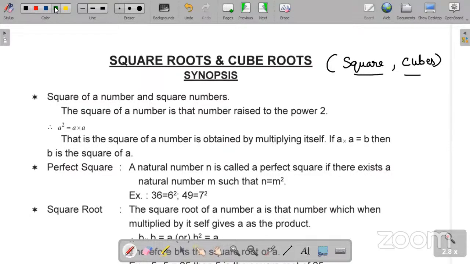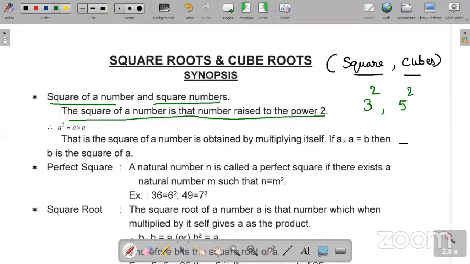Here, see, the square of a number and square numbers. The square of a number is that number raised to the power 2. For example, you take any number. How to read this one? 3 square or 3 raised to 2. How to read this one? 5 square or 5 raised to 2.